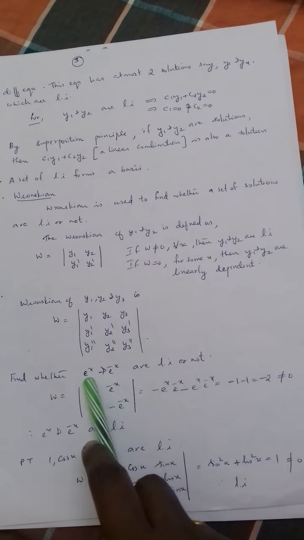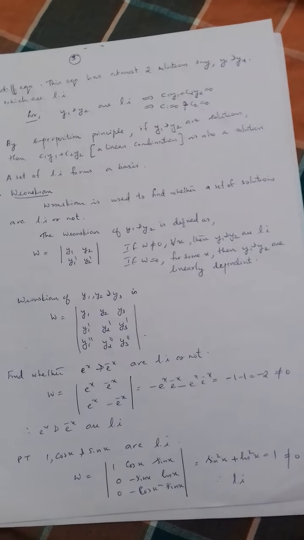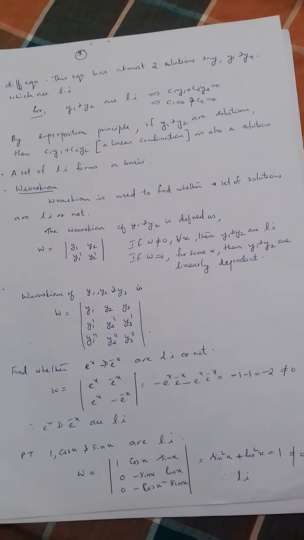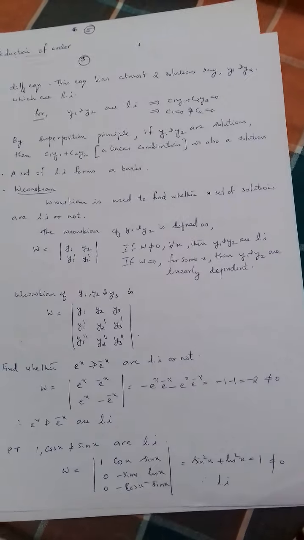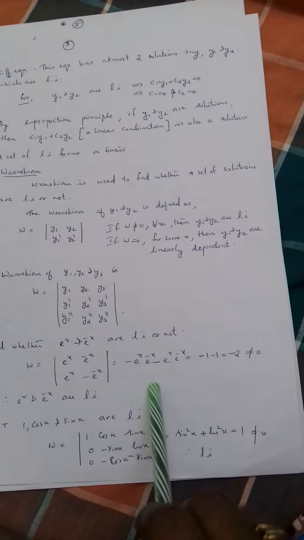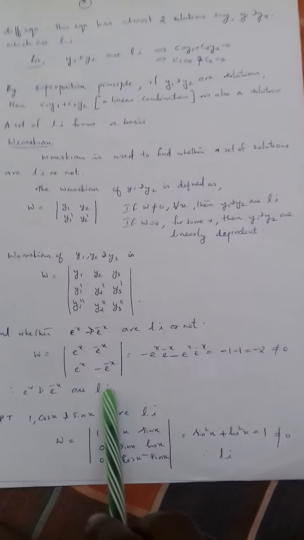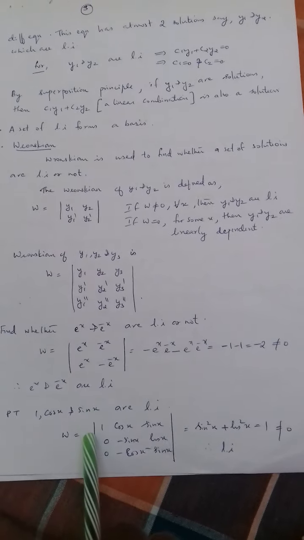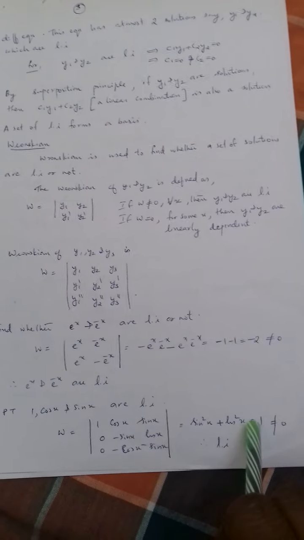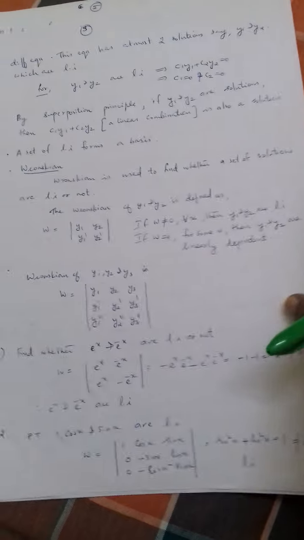അപ്പോൾ ഇനി നമുക്ക് ഈ രണ്ട് പ്രോബ്ലം e raised to x and e raised to minus x linearly independent ആണോ അല്ലയോ എന്ന് ചെക്ക് ചെയ്യണം. So find the Wronskian of e raised to x and e raised to minus x. So we find it is minus 2. That means it is not equal to 0. So they are linearly independent. ഇനി 1, cos x, sin x ചെക്ക് ചെയ്താൽ അതിൻ്റെ determinant value is 1. It is not equal to 0. So they are also linearly independent.